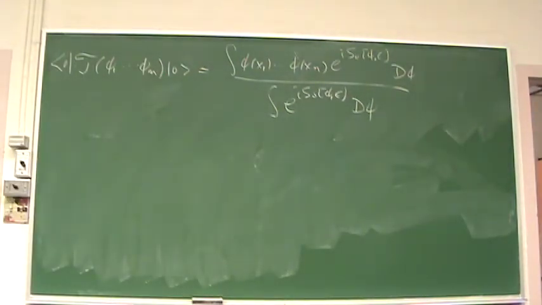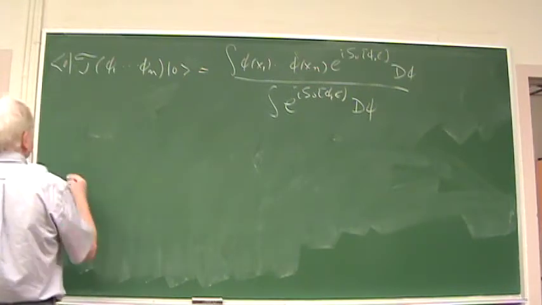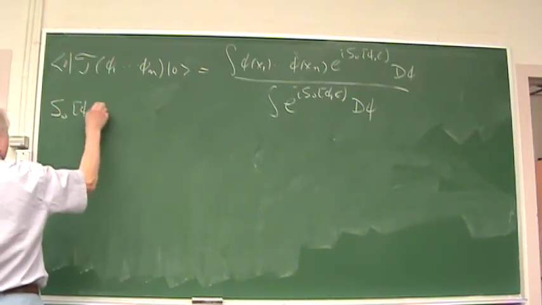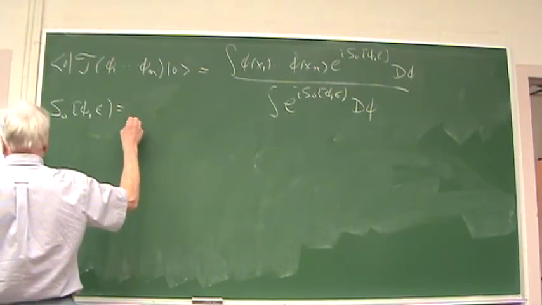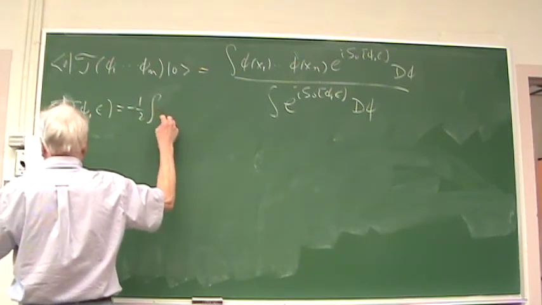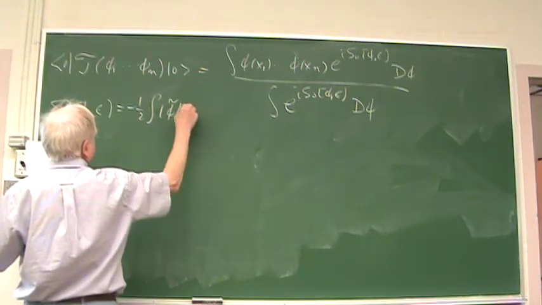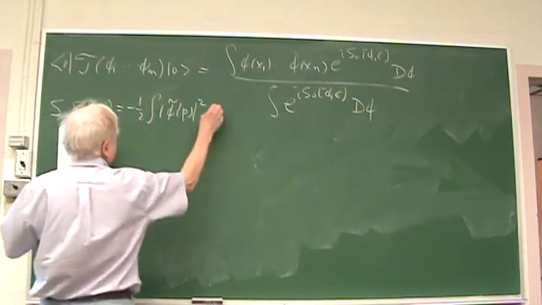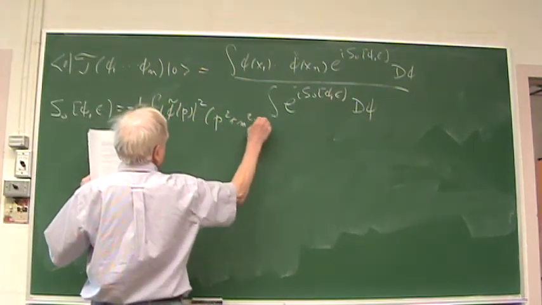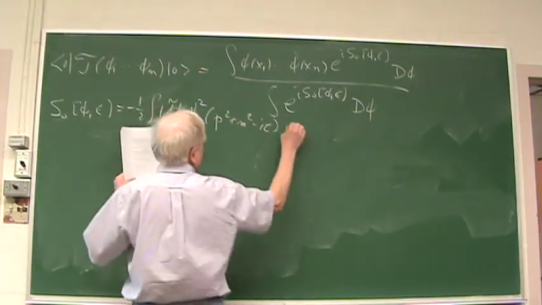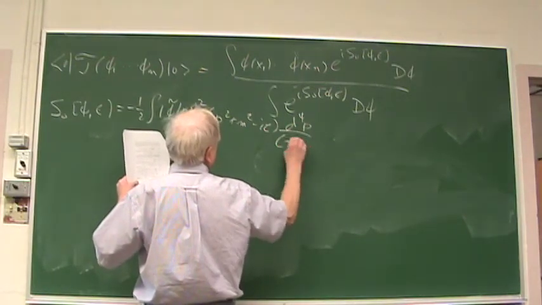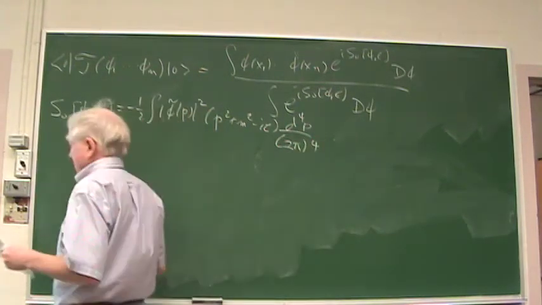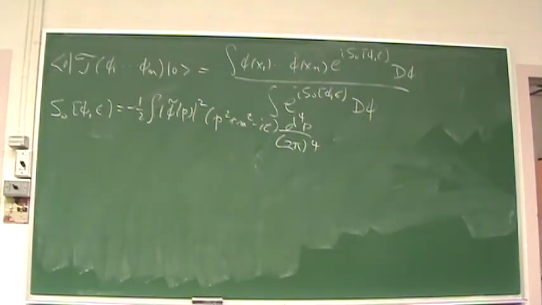And where S0 of phi and epsilon is minus 1/2 integral phi tilde of p absolute value squared, p squared plus m squared minus i epsilon, d fourth p over (2 pi) to the 4. Okay, so that's our expression.